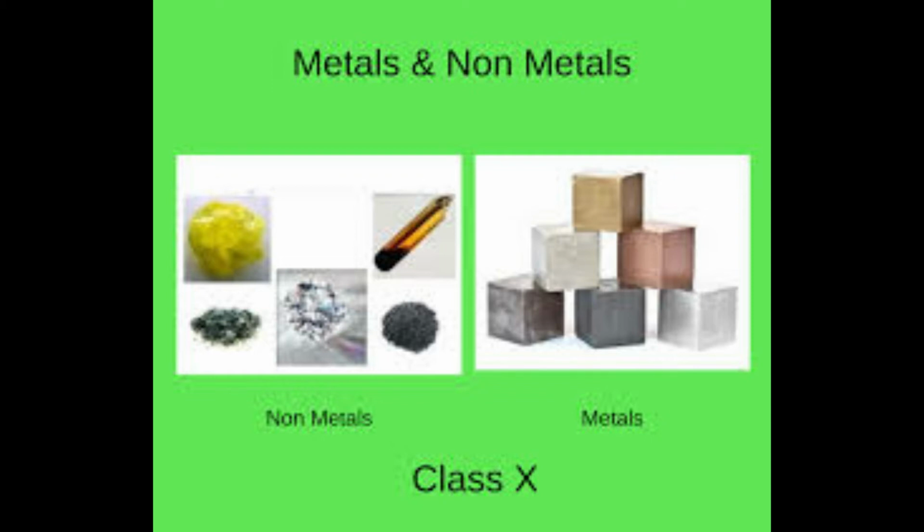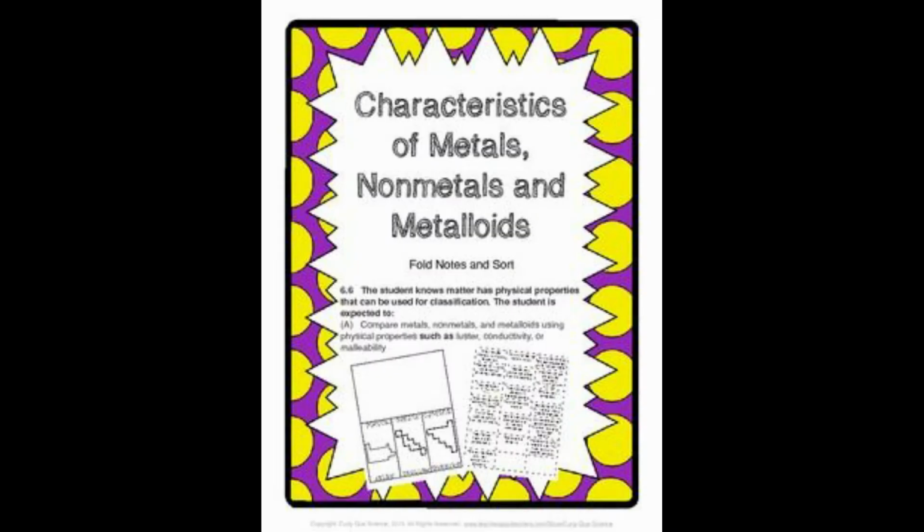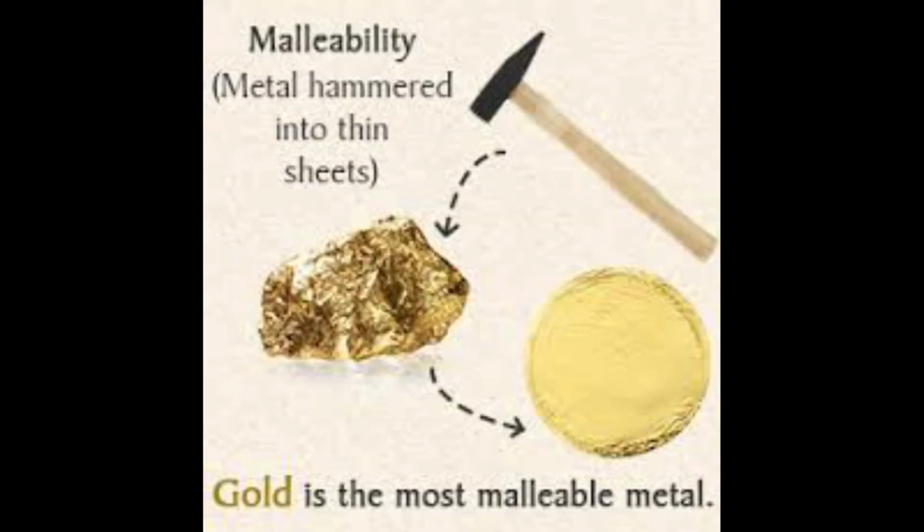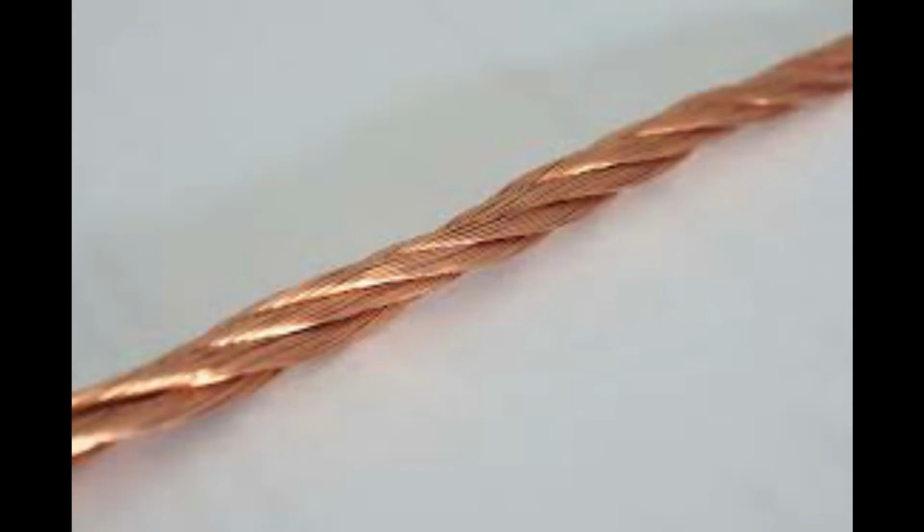In the first part, we have seen different physical properties of metals, such as metals are malleable, that is, metals can be beaten into thin sheets with a hammer without breaking. We call it malleability. Metals are ductile, that is, metals can be drawn or stretched into thin wires. And metals are good conductors of heat, with the help of different activities.